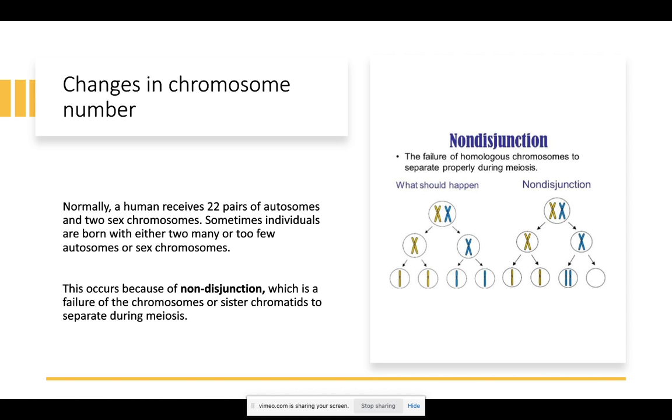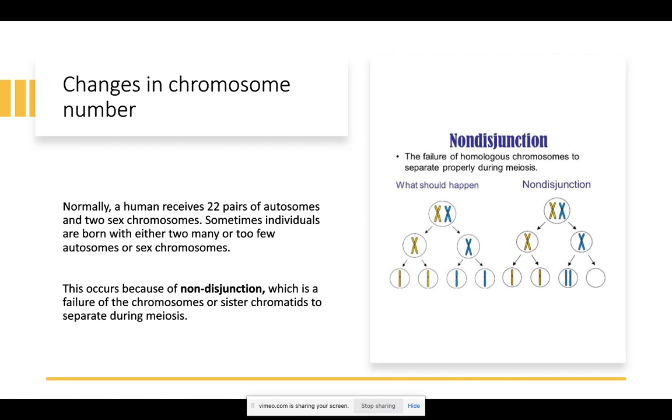So this is actually a very important slide that will be tested. This is called non-disjunction, and this is how we have an abnormal number of autosomes or chromosomes. So normally a human receives 22 pairs of autosomes, like we previously said, and we said that autosomes were just chromosomes that were not X or Y. And do you remember what we said X or Y chromosomes were? Again, those are sex chromosomes. If you have two X sex chromosomes, then you are considered a female. If you have an X and a Y, you are considered a male.